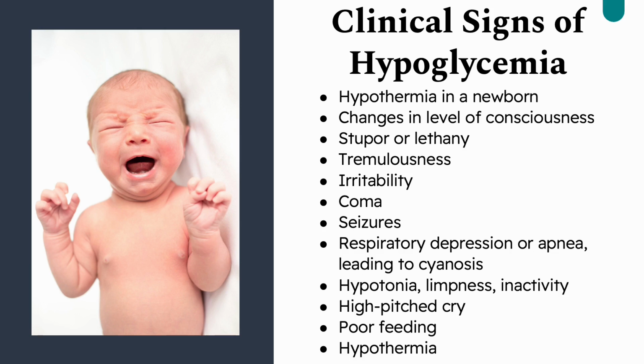Some clinical signs of hypoglycemia in the newborn may include hypothermia, again a temperature falling below 36.3 to 36.5 degrees Celsius, mild to moderate changes in the level of consciousness, stupor or lethargy, tremors, irritability, respiratory depression or apnea leading to cyanosis, hypotonia, limpness or inactivity, a high-pitched cry, poor feeding after previously feeding well, and in more severe cases, coma and seizures.